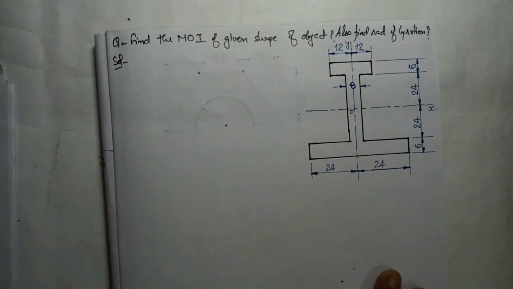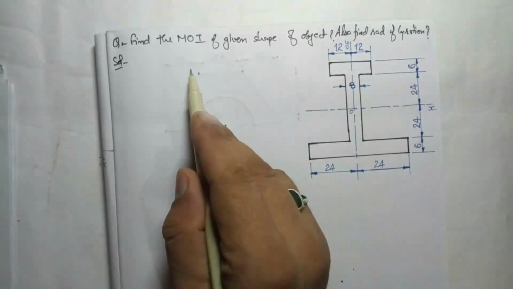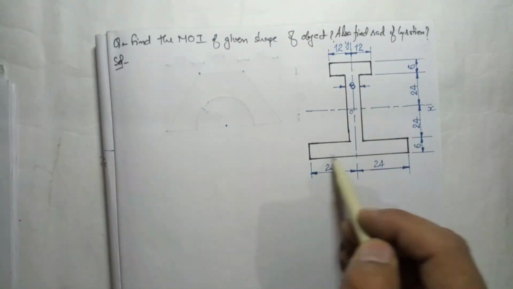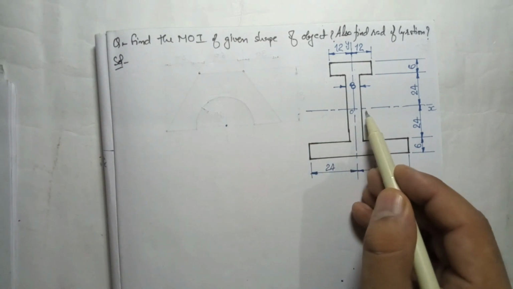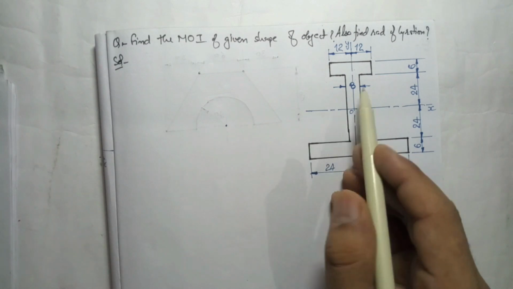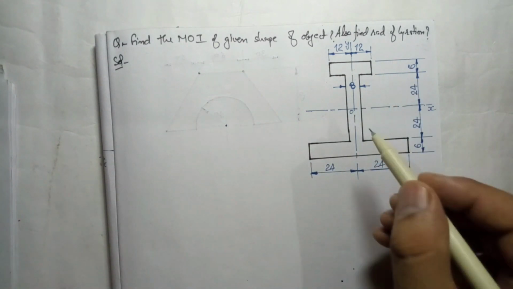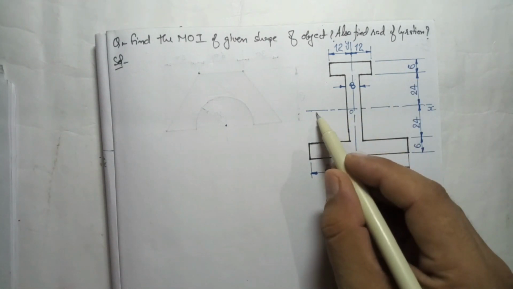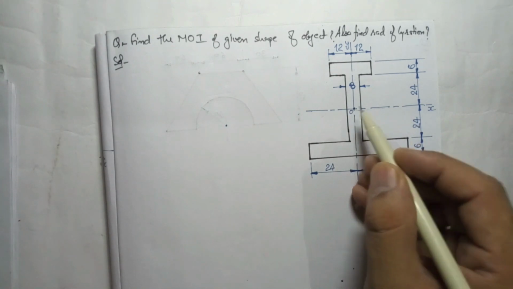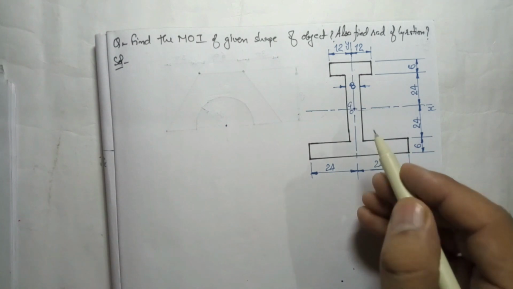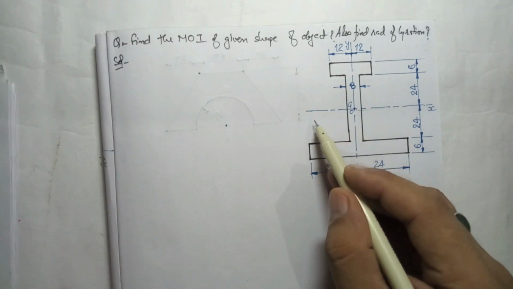Now we will solve one more question on the same topic, moment of inertia, and the given shape is this I shape. We have to find the moment of inertia about this x-axis and the radius of gyration. First of all, we have to check this x-axis. Is it passing through the center of gravity? No. Why? I have told you the easiest way to find out the axis.